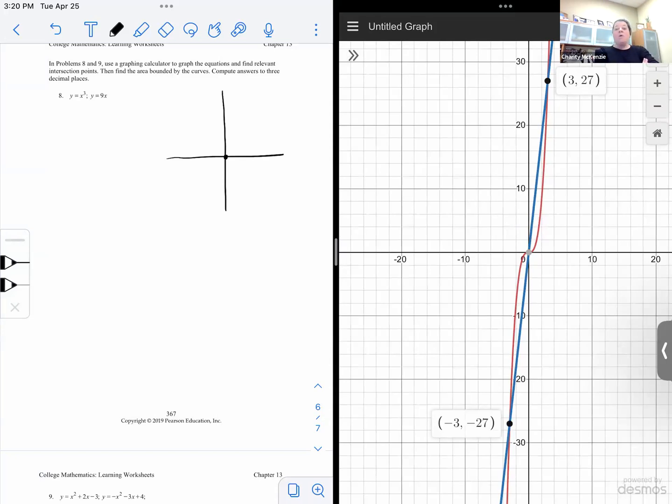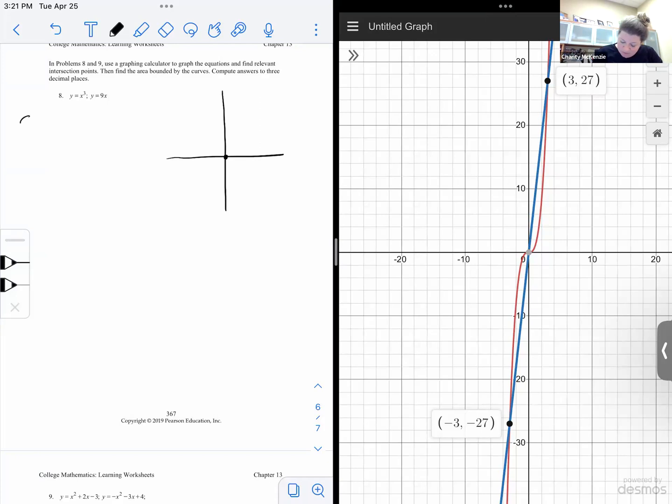Okay, so we're going to have two different integrals, right? Because you can see we are crossing at 0, 0, and so we have two functions. When it just says the area bounded, we actually have two sections, and it'll be in between those blue and red lines.